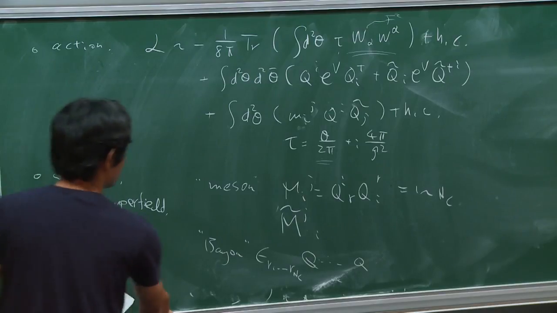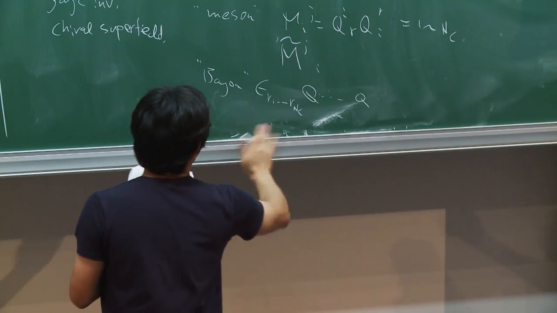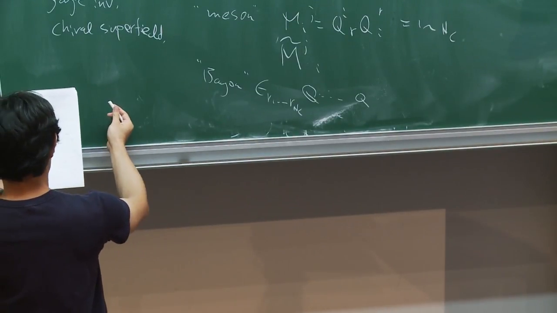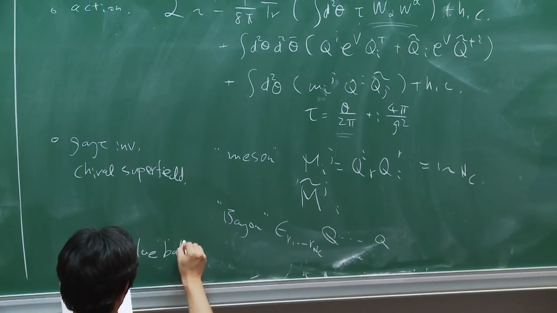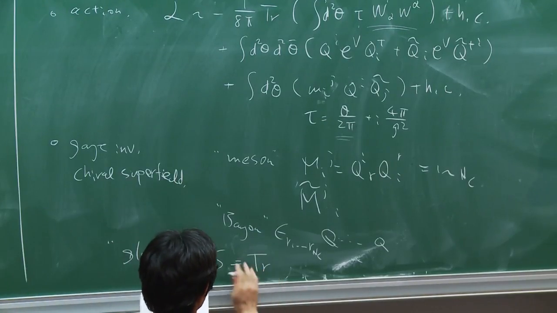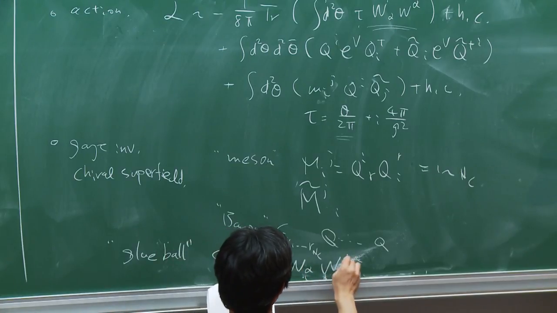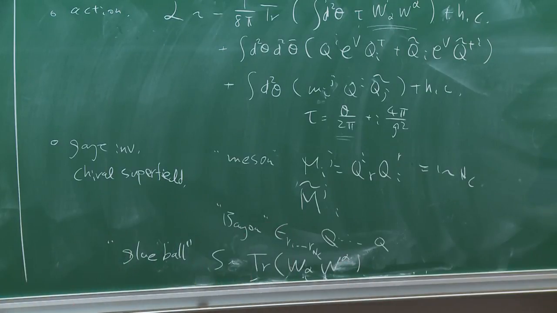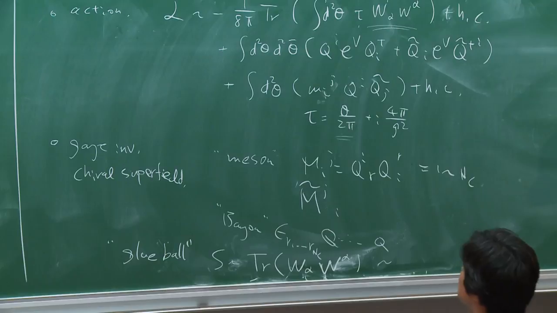And there is another one, that is the gaugino bilinear or glueball superfield. This is given by the trace of W^α W_α.